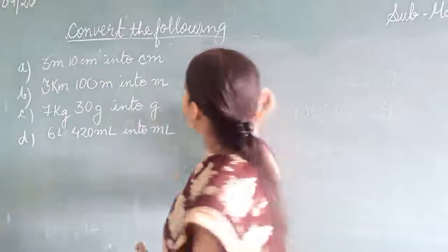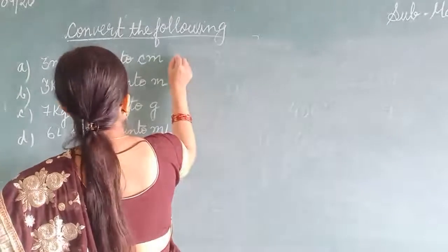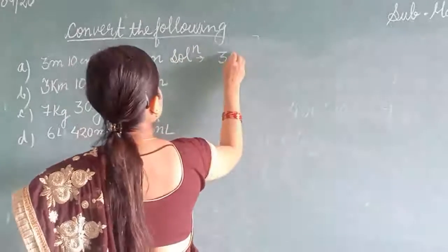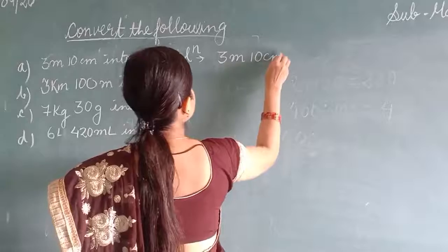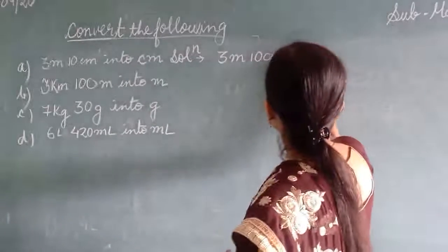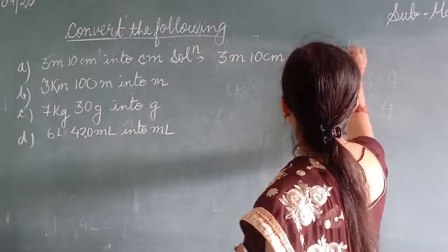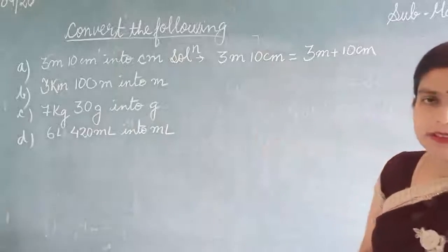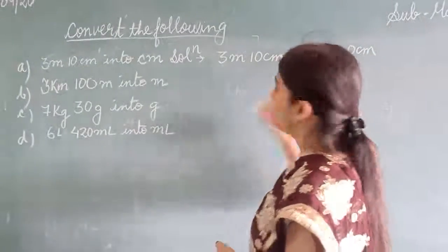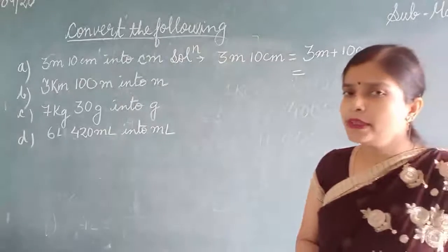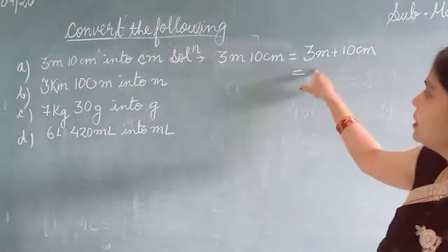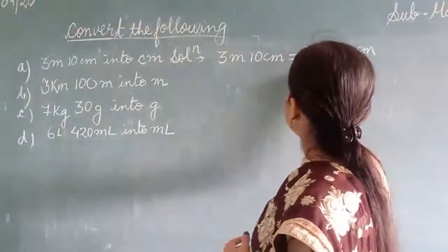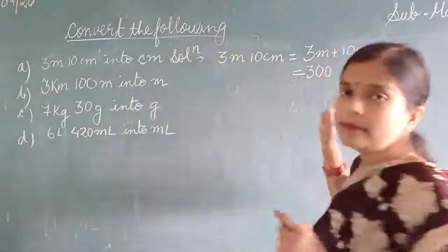So here I am going to solve. Solution. 3 meter, 10 centimeter. We can write it as 3 meter plus 10 centimeter. Now we will convert only the meter. 3 meter, what are we going to do? We have to multiply here by 100. So 3 will become 300, because when we are multiplying by 100, we are adding 2 zeros.